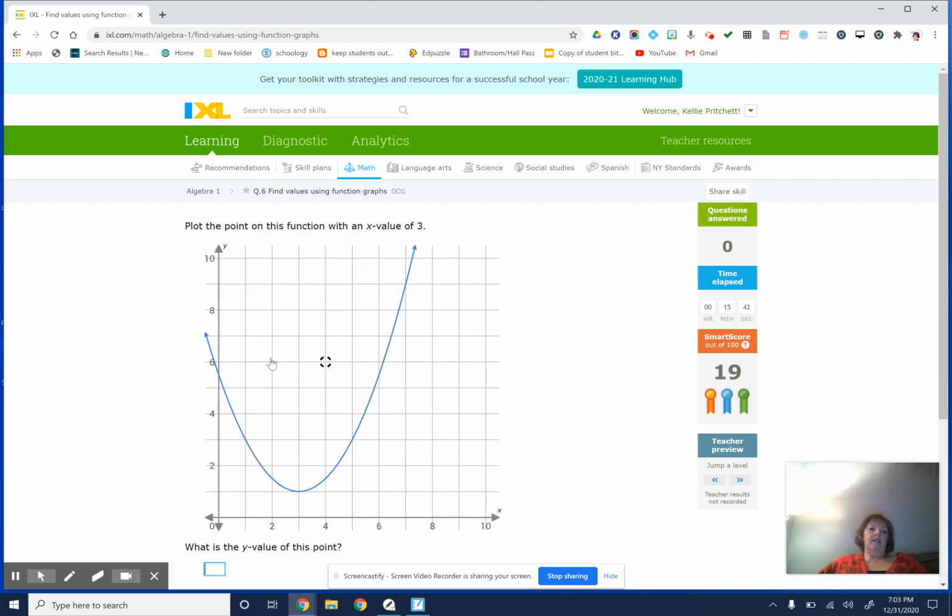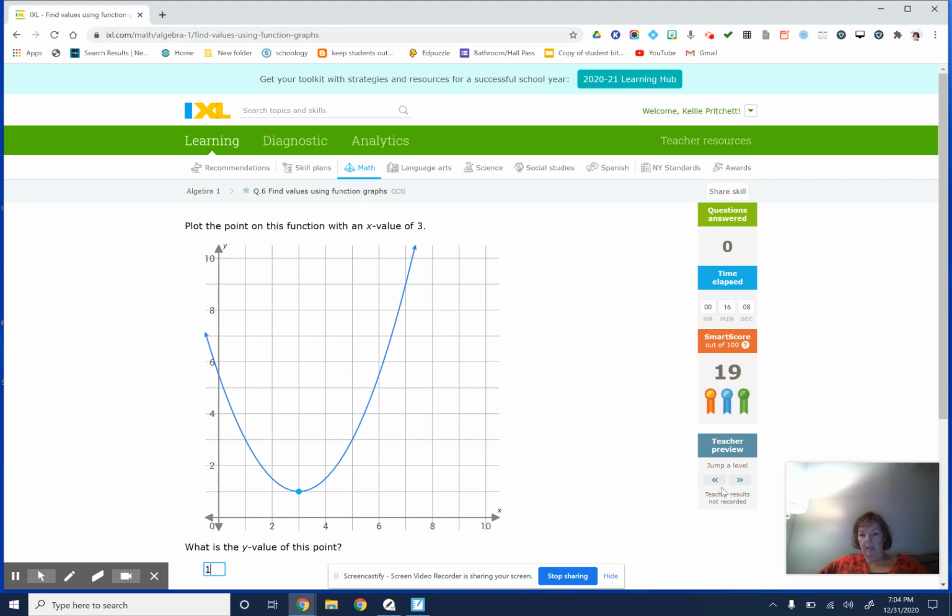All right, this next one is not linear anymore. There's a curve in there. It says plot the point on this function with an x value of 3. So I'm going to go on my x-axis to 3 and then go up until I hit my function line. And then it says, what's the y value of this point? So I just go straight across to see what the y value would be, and it would be 1.